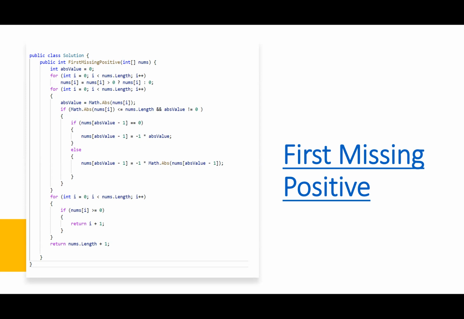And if all the numbers are positive, then what we return is the total length plus 1. The reason being, as I explained, let's say there are 4 items in an array. So the maximum first missing positive number could be 5. Even if all the elements from 1 to 4 are there, the first element missing will be 5, which is the length of the array plus 1.